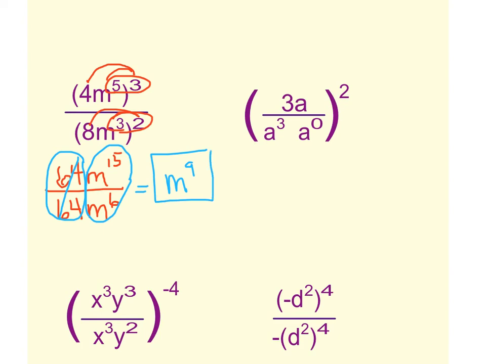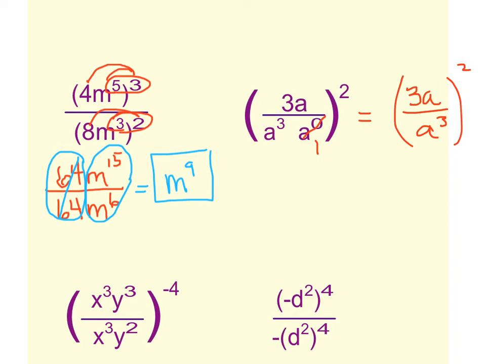All right, now we've got this big set of parentheses over here. What I would say to do here is let's simplify inside and then square everything. So first thing I notice is this a to the 0 power. Do you remember what anything raised to the 0 power equals? That is just a 1. And 1 times a cubed is a cubed. So really we're looking at 3a over a to the 3rd power. This whole thing is squared.